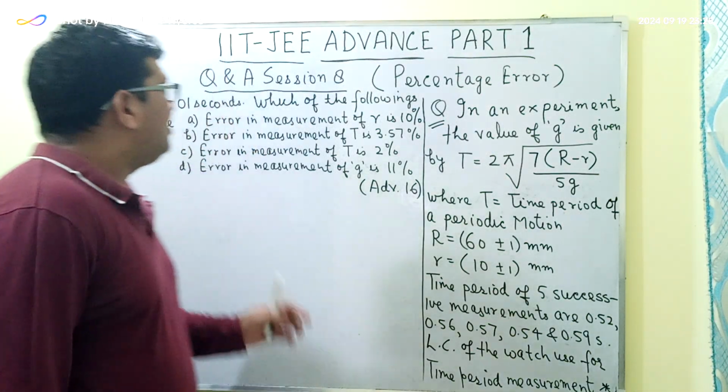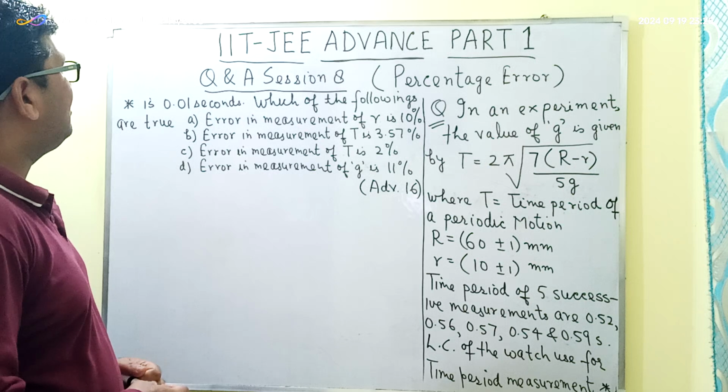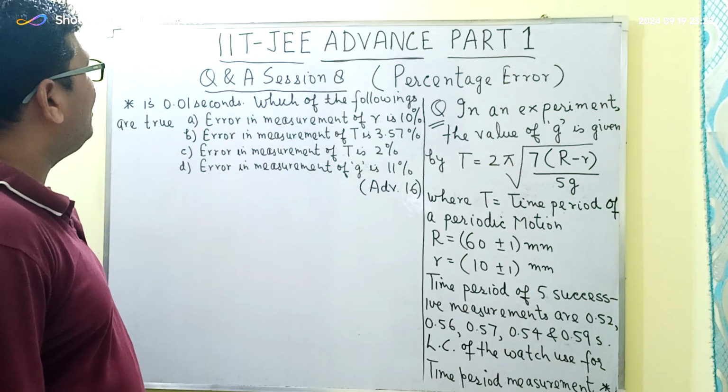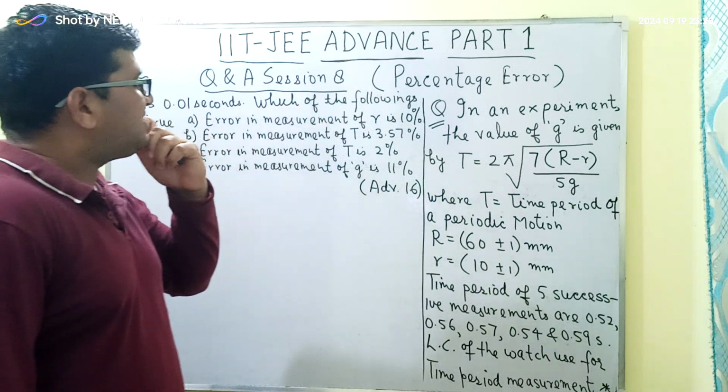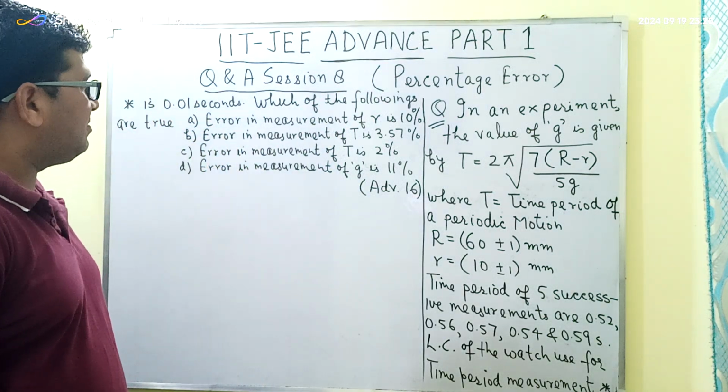Welcome back, students. This is the Q&A session 8 from the playlist of JEE Advanced Part 1. The topic is the percentage error from the chapter of units and measurement.